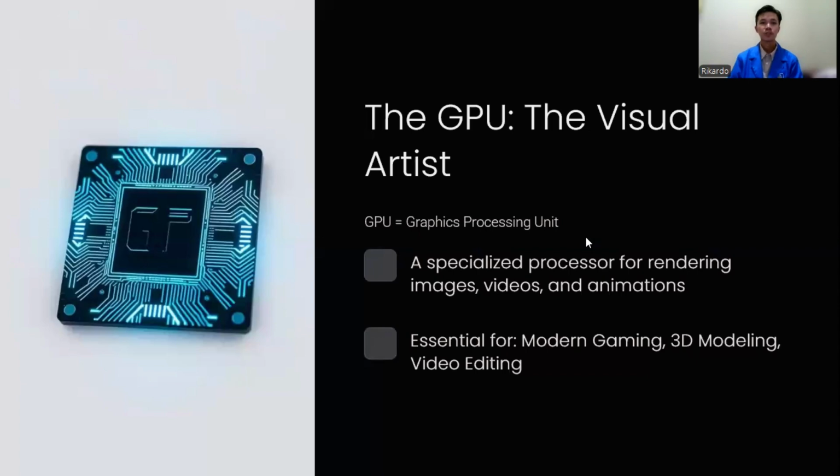The GPU, or Graphics Processing Unit, is a specialized processor designed to handle visual tasks. Its main job is to render images, videos, and animations, displaying them on your monitor. While many CPUs have basic integrated graphics, a dedicated graphics card is essential for demanding tasks. These include modern video gaming, 3D modeling, professional video editing, and scientific computing.